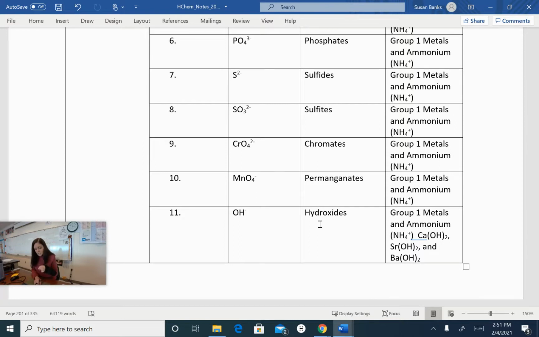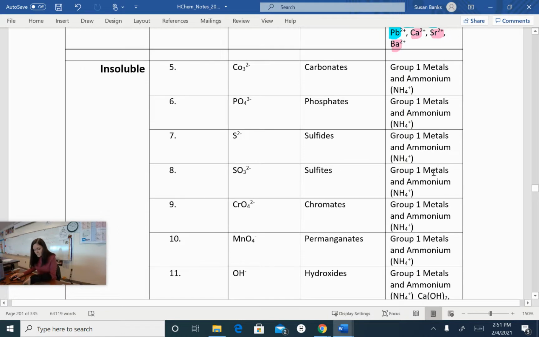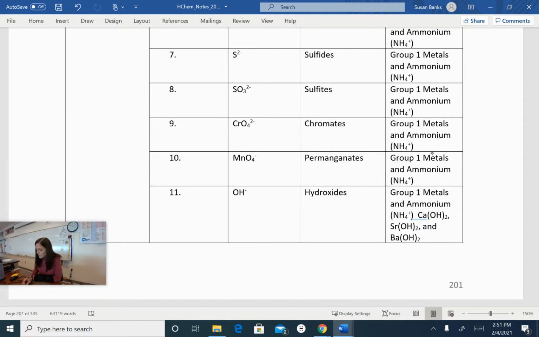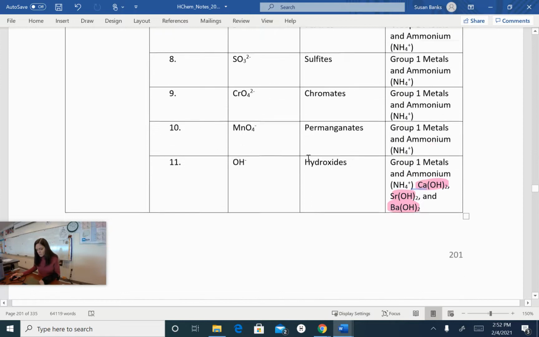Hydroxides, now this is the interesting one. This is the exception to the rule here. Notice the exceptions are all group 1. Hydroxides are a little bit different. It is group 1 as well, but we have 3 exceptions to that group 1. We have calcium hydroxide, strontium hydroxide, and barium hydroxide that are relatively soluble. Okay? So let's look at our solubility rules and see how we use them.